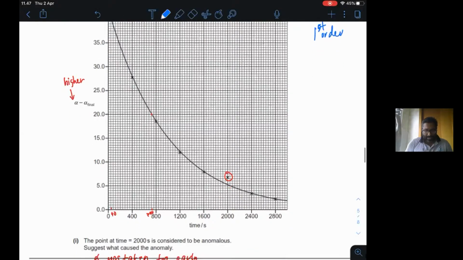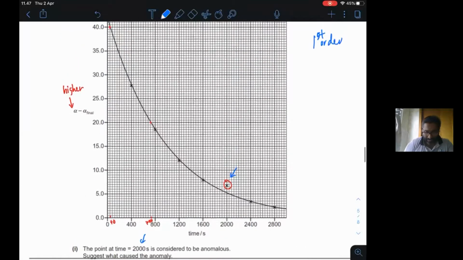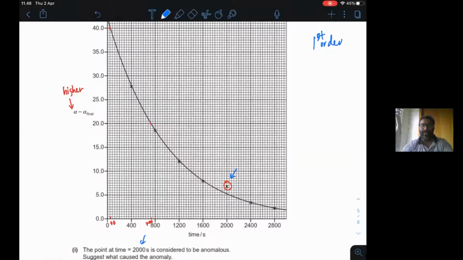Now here they say that the time over here, which is this one, is considered to be anomalous. Suggest what caused the anomaly. What might cause the anomaly? Michelle, what do you think?